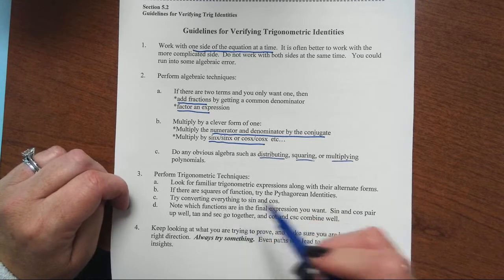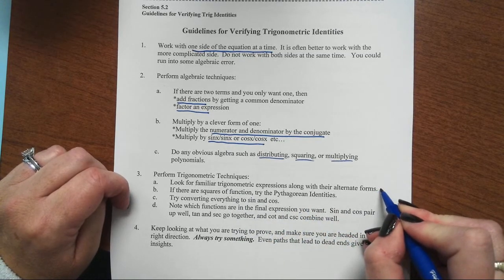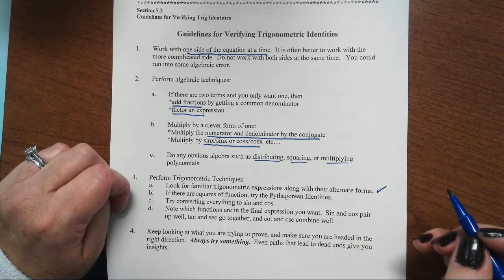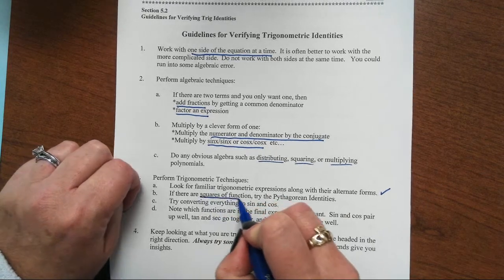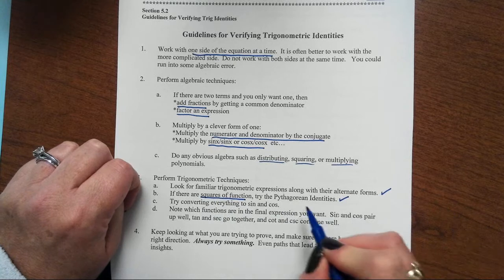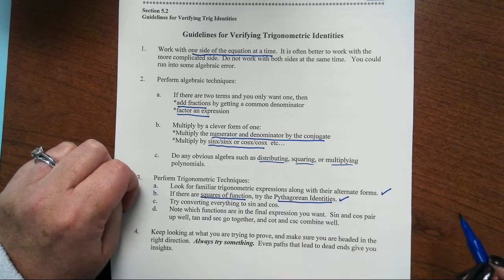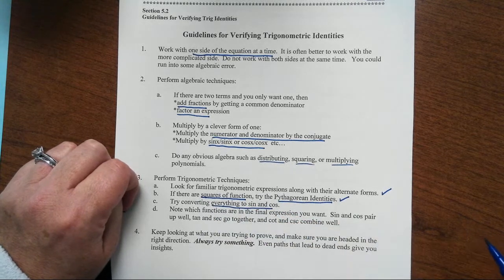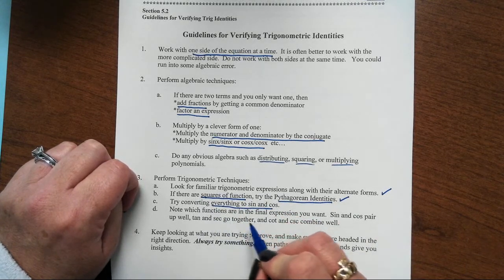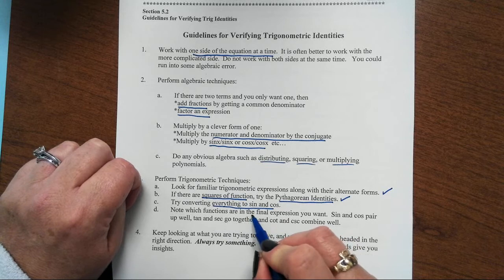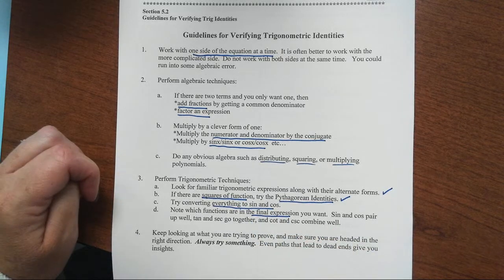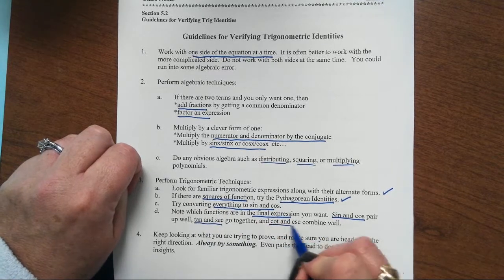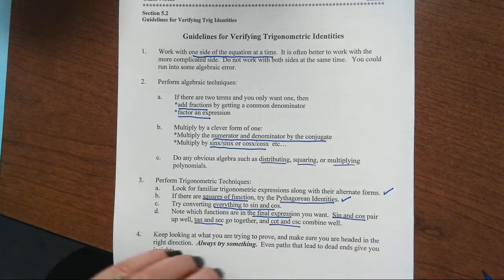Trig techniques. Again, look for trig expressions in alternate forms. For example, we know sine is equal to 1 over cosecant. If there are any squares in there, look at your Pythagorean identities and see if you can do a Pythagorean identity substitution. Try converting everything into sine and cosine. And then always keep an eye on where you're going. Keep an eye on the end, and see how you want your final expression. Sine and cosine go well together. Tan and secant go well together. Cotangent and cosecant go well together.